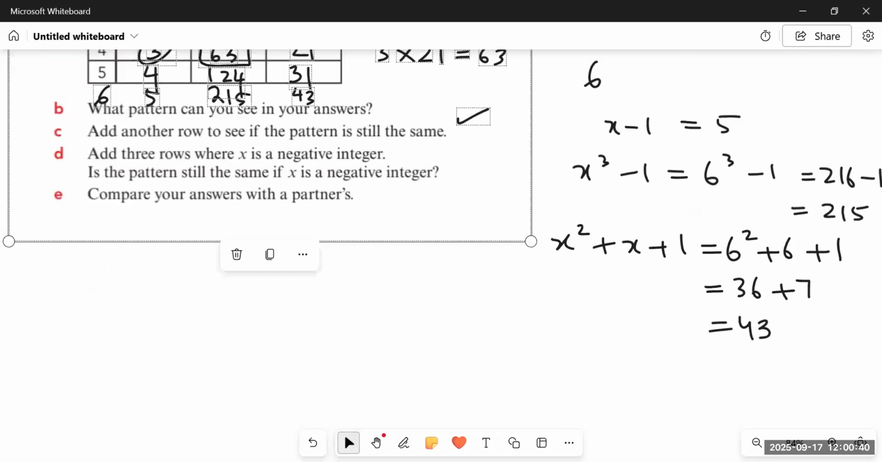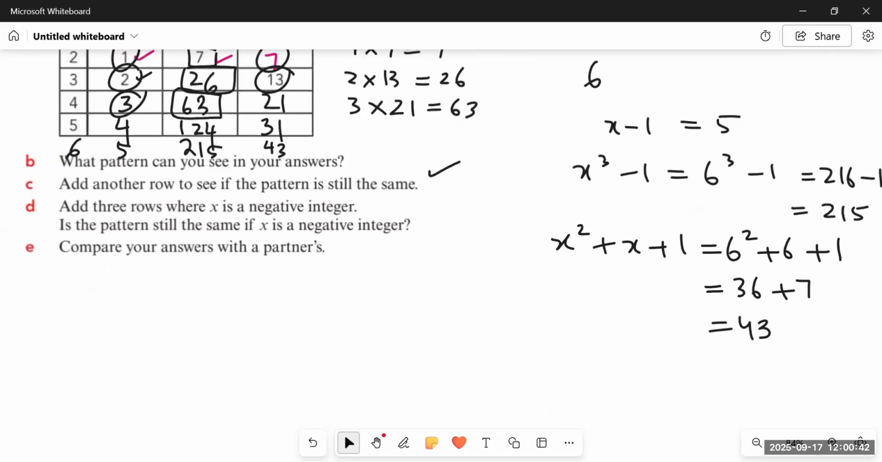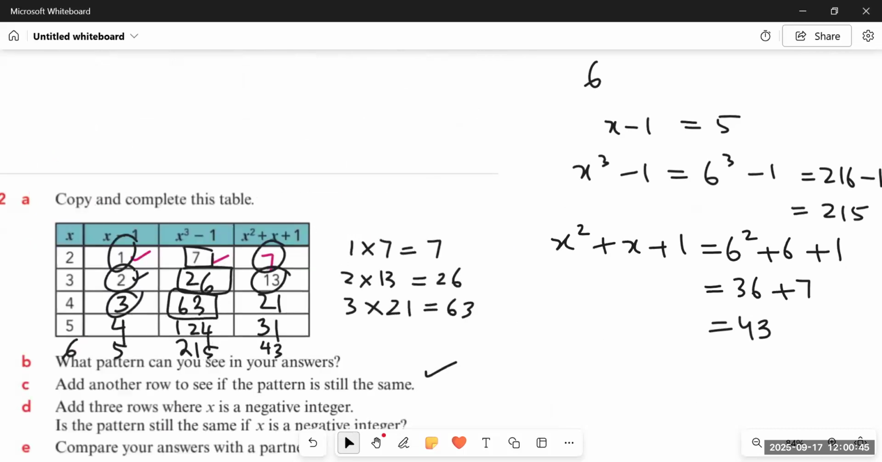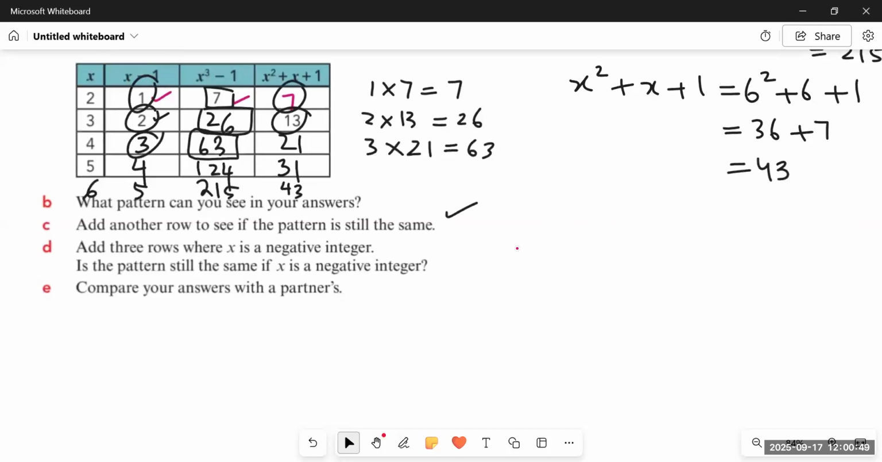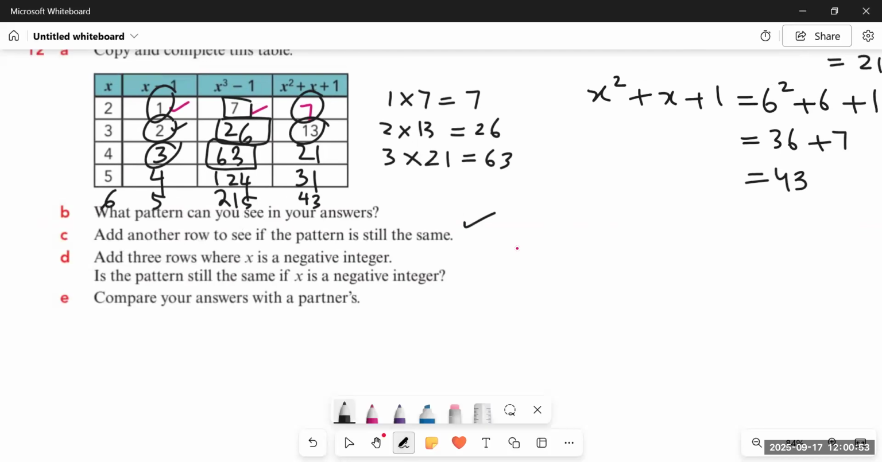Now we have to add 3 rows where x is a negative number. So now we have to take x as a negative number and check whether we are getting the same answers or not. Let's take x as minus 2, minus 3 and minus 4.